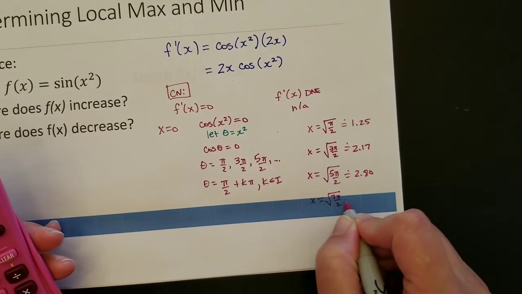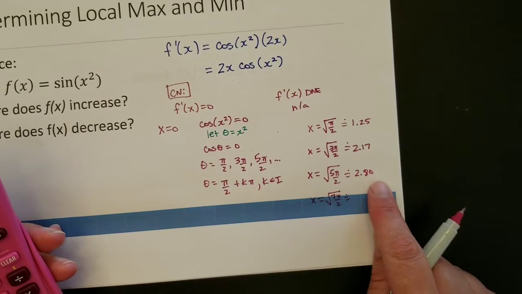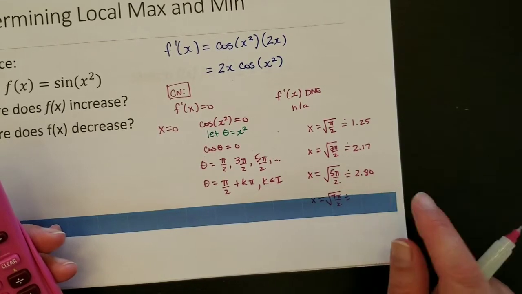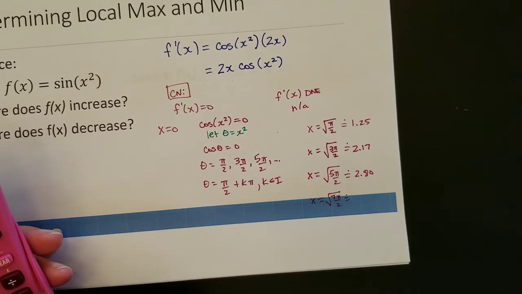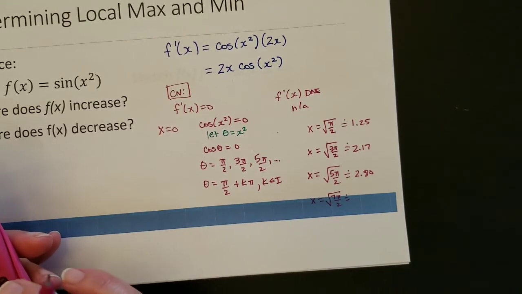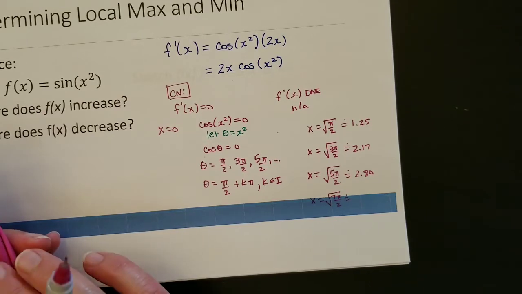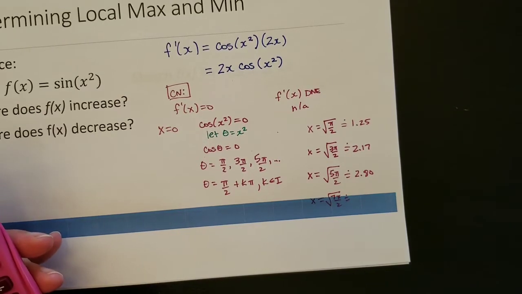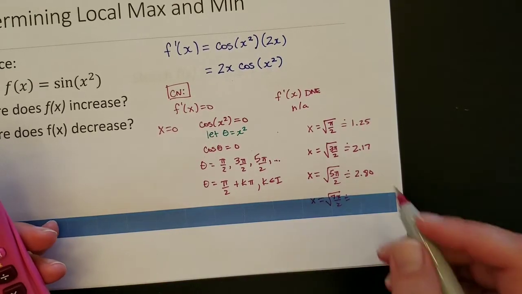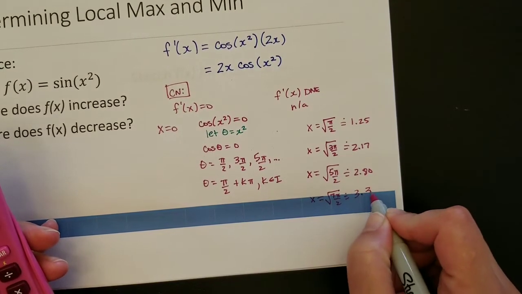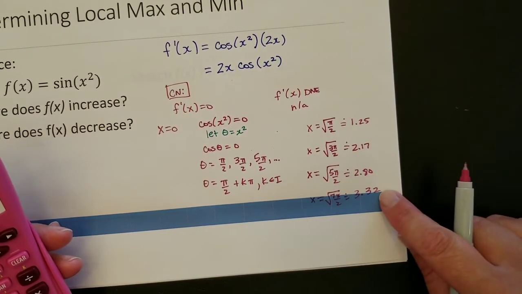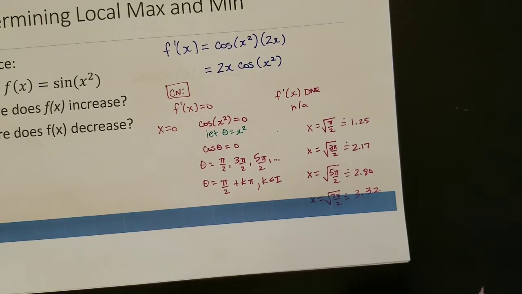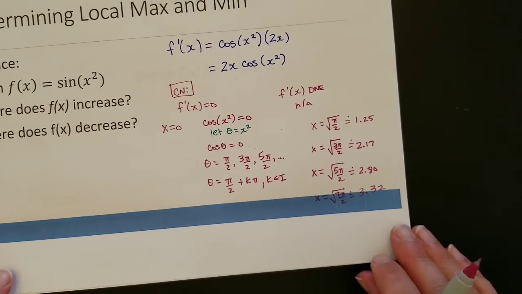7 pi over 2. I'm going to go until we get a pattern in here. We can get a few different values and then we'll test it in the chart. I think this will be the last one. So square root of 7 pi over 2 is about 3.32. So we can see that the values here are getting closer and closer together, and that will show up in our function.